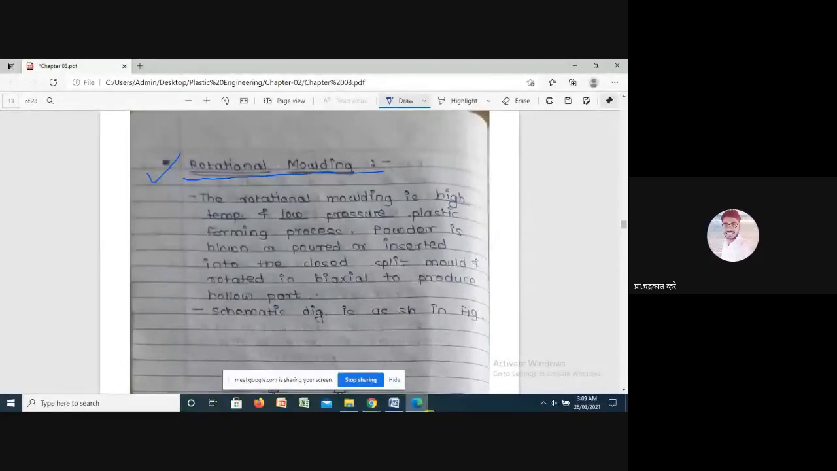Okay, so today we will see rotational molding. As we have seen from the start, there are many molding processes, and every process has a different application as per its setup and requirement. Rotational molding is used most of the time for cylindrical part manufacturing, such as barrels and different cylindrical parts.